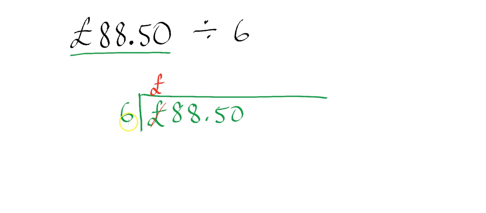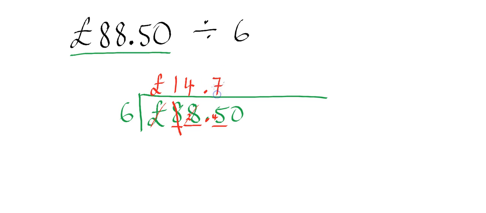So the first question is, how many 6's go into 8? And the answer is 1. And how many are left over? 2. So the next question is, how many 6's go into 28? That is 4. And how many left over? 4. So now we're up to the decimal point, so we might as well put the decimal point in our answer.